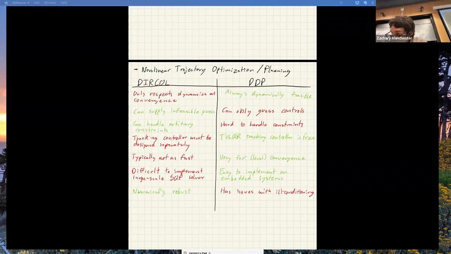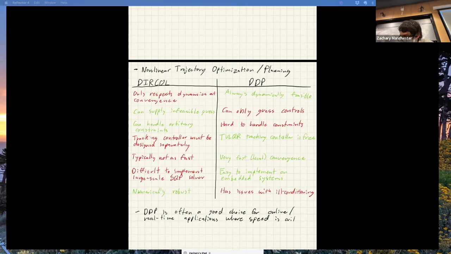Okay, so then some final summary points. As we've been saying, DDP is often a good choice for fast online real-time kind of stuff, where you can do a bunch of tuning of your problem formulation and get it to go really fast, where speed is critical, and maybe you don't care so much about super accurate constraint tolerances.